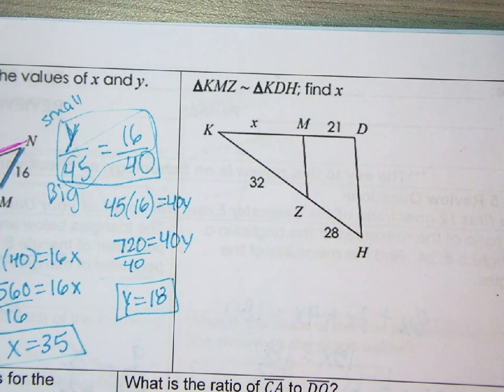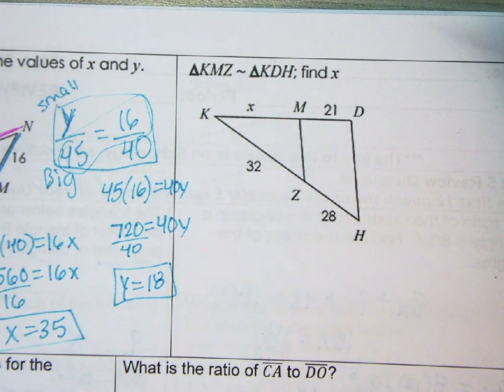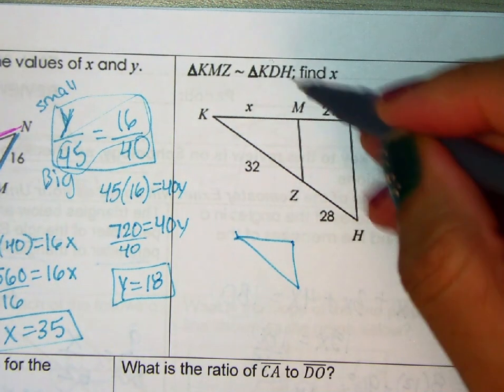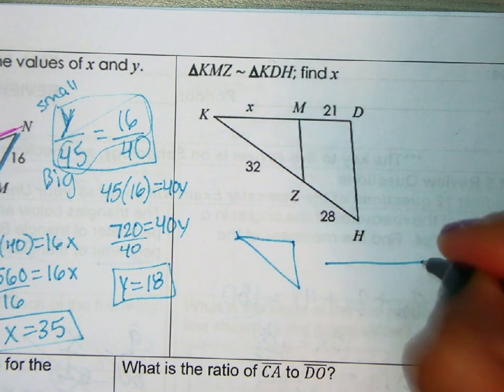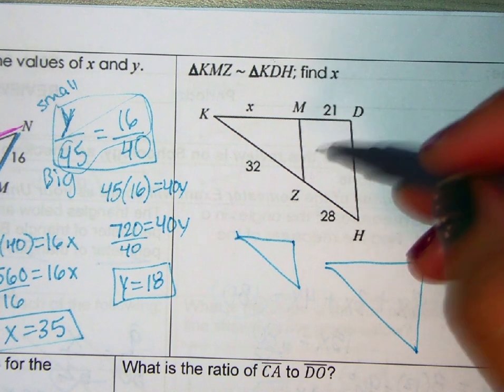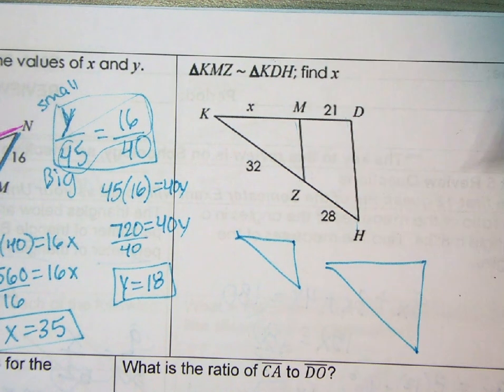Okay, let's look at the next problem. We have, if these are similar, KMZ with KDH. If they're not annotated that they're parallel lines right here, don't assume that. Make sure you draw them separately and label them. That could help you a little bit better.